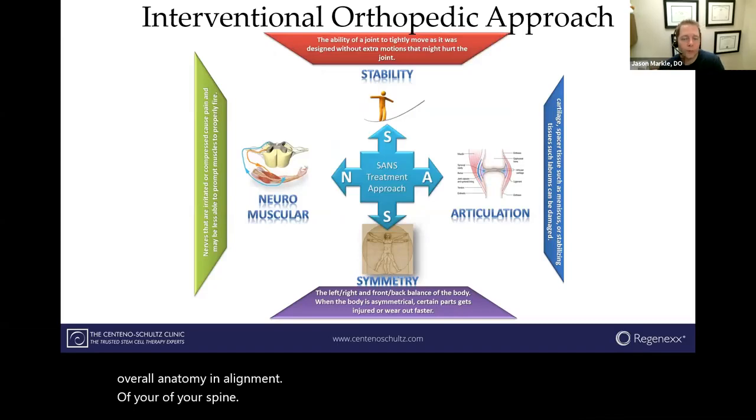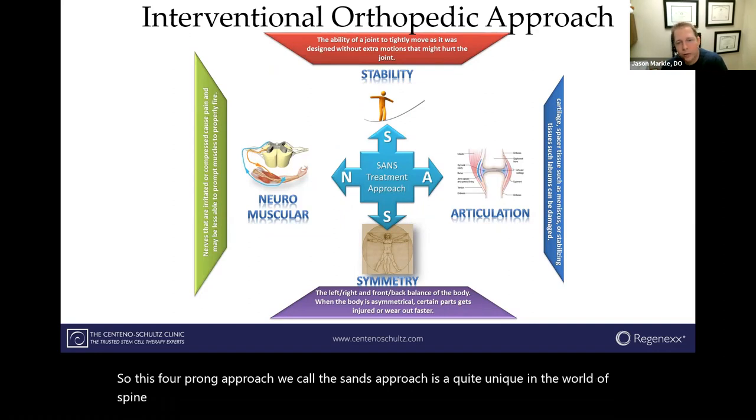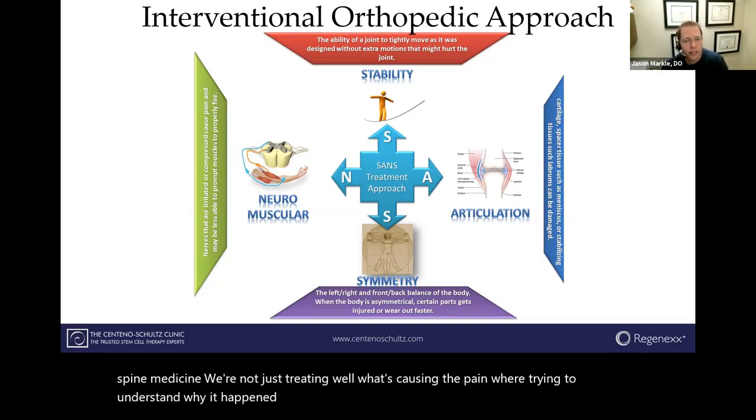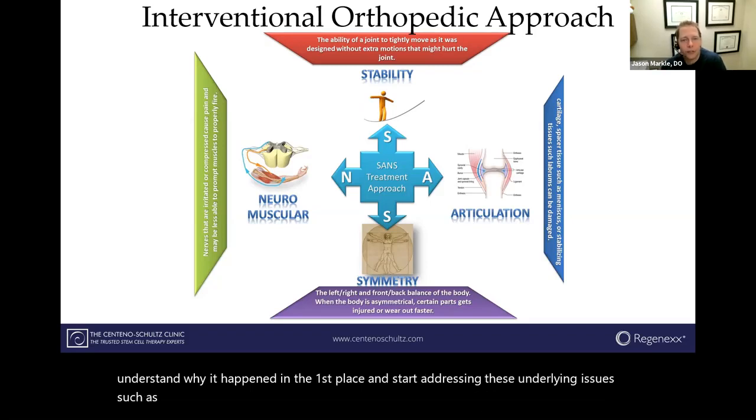So this four-prong approach we call the SANS approach is quite unique in the world of spine medicine. We're not just treating what's causing the pain. We're trying to understand why it happened in the first place and start addressing these underlying issues such as the stability, the symmetry, neuromuscular control, as well as the articulations that could be creating the pain.